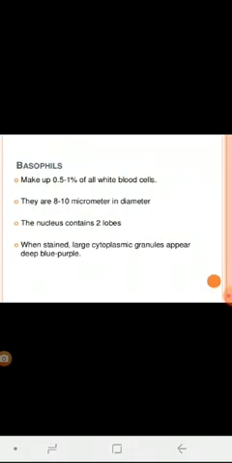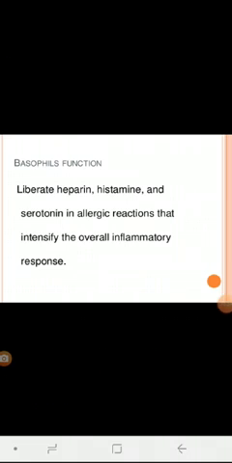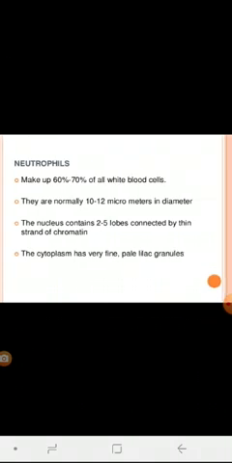Granular leukocytes such as basophils are 0.5 to 1% in our body. They are 8 to 10 micrometers in size. The nucleus contains two lobes. When stained, large cytoplasmic granules appear deep blue-purple in color. That is the basophil structure. Basophil function: they liberate heparin, histamine and serotonin in allergic reactions that intensify the overall inflammatory response.